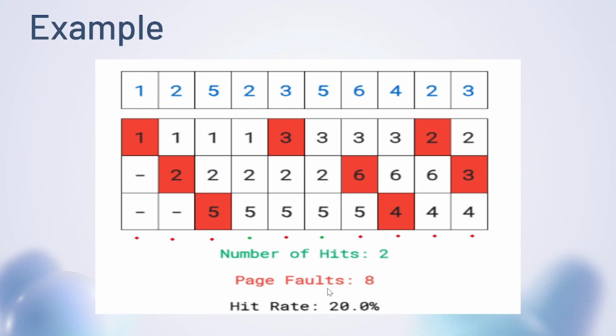So we have 8 cache misses and 2 cache hits, so the hit rate is 20%. And that is all about the FIFO replacement algorithm. The next one is the round robin replacement, which will be presented by my teammate.